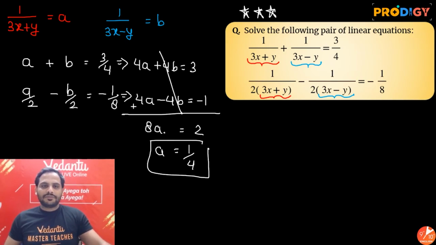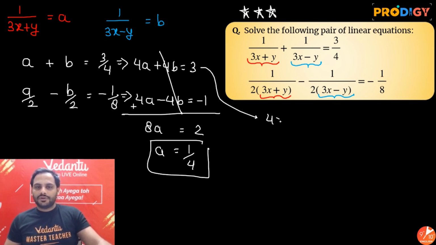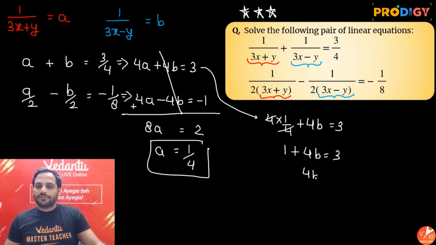Put a is equal to 1 by 4 in any of the equations, suppose first one here, so 4 into a is 1 by 4 plus 4b is equal to 3, 4 ones are, so 1 plus 4b is equal to 3, shift 1 over there, 4b is equal to 3 minus 1 is 2, b is equal to 2 by 4 which is 1 by 2.